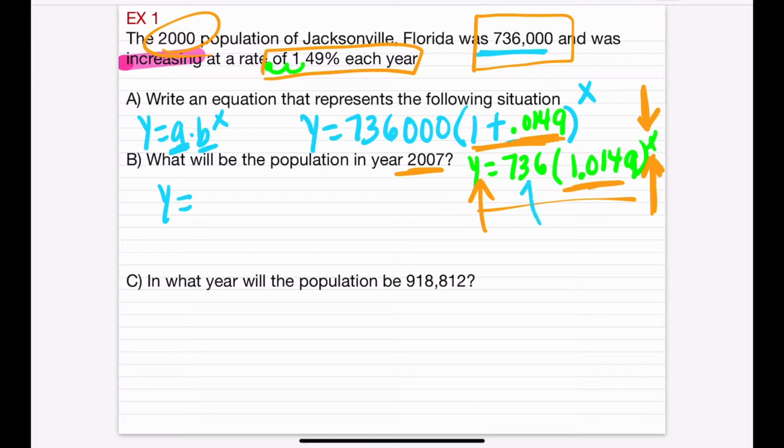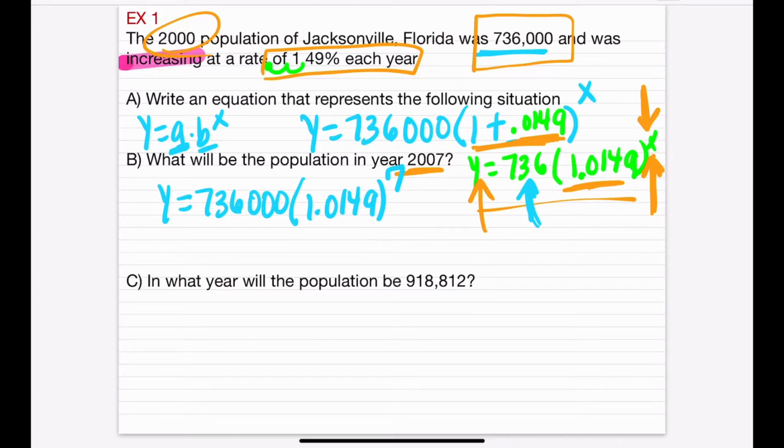By the way, notice that I made a mistake right here. The initial is 736,000, not 736. So 736,000. The growth factor is 1.0149, and they're asking us about the population 7 years later. So we're going to replace the x with a 7.